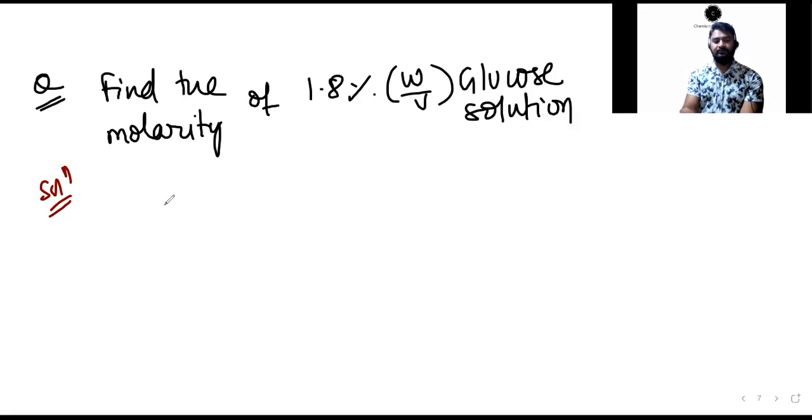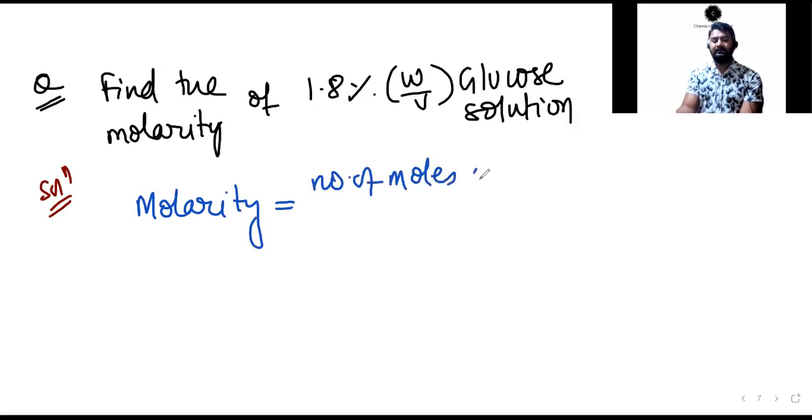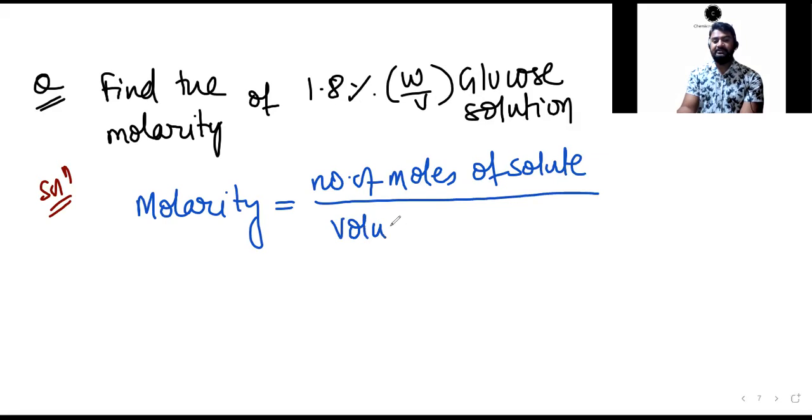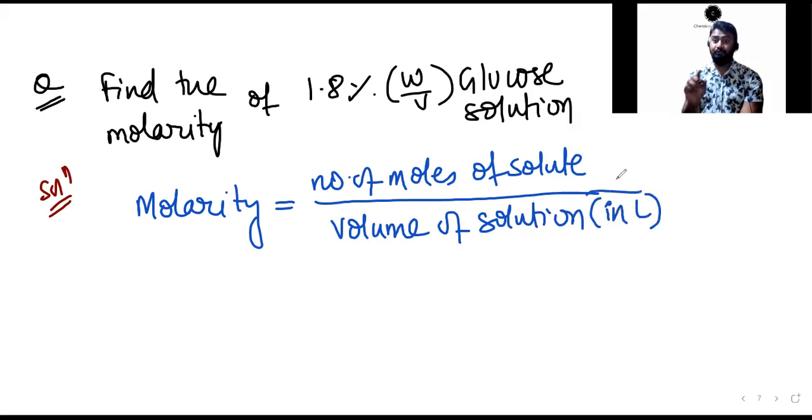So first of all, what is molarity? For molarity, we need two things. First one, number of moles of solute, right? That's what we need in the numerator. As a denominator, we need volume of solution in liters. Now tell me, do we have any of this data given in the question? Sadly, no. You have to decode it.